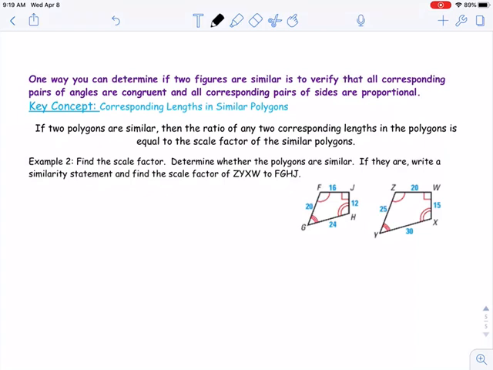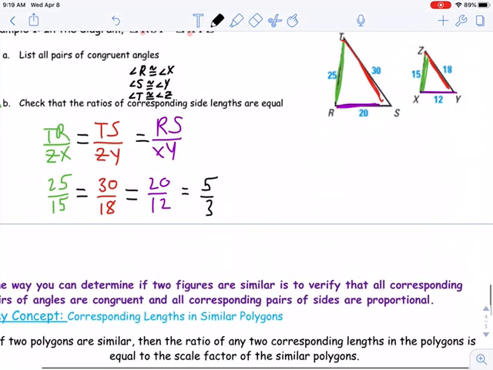One way you can determine if two figures are similar is to verify that all corresponding pairs of angles are congruent and all corresponding pairs of sides are proportional. Key concepts: corresponding side lengths and similar polygons. If two polygons are similar, then the ratio of the two corresponding lengths in the polygons is equal to the scale factor of the similar polygons. So basically, what that's just saying right here is 5/3 is like the scale factor.